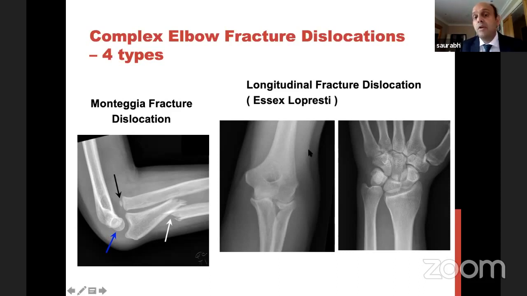Then you can have a longitudinal fracture dislocation through an axial load to the wrist. So if at any stage you see a squashed radial head, or all these 3 pieces have blown out, always do a wrist X-ray because your DRUJ may equally be disrupted. Very important.